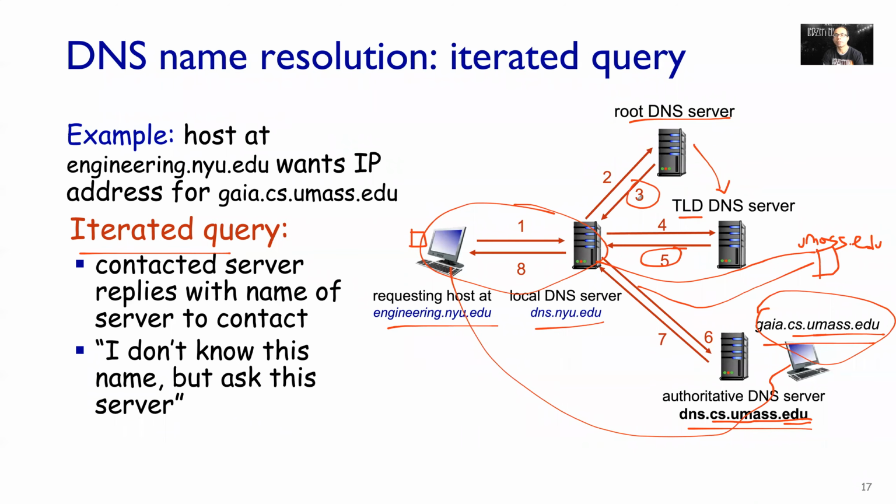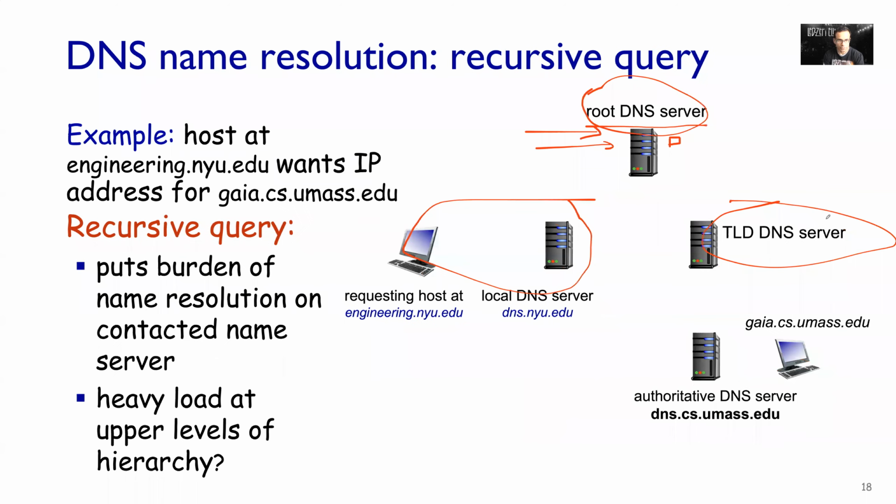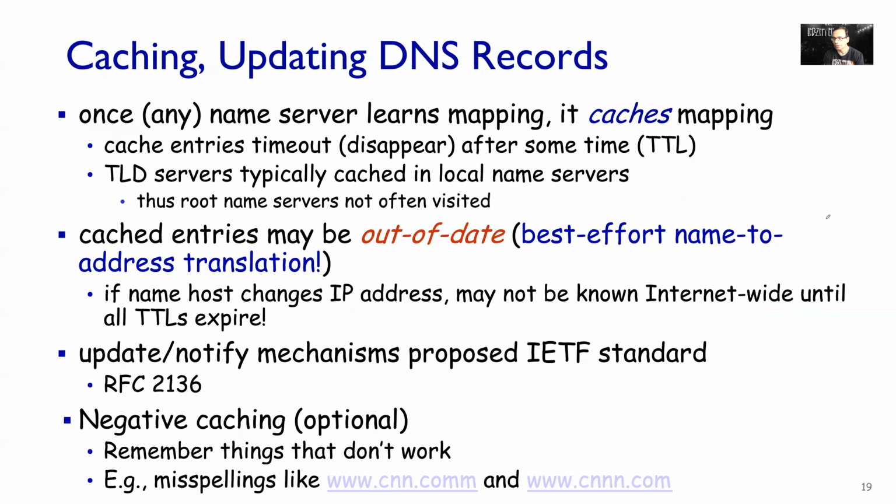This response 3 will contain information about the .edu name server. So the local DNS server will now cache the information for the .edu name server, which means any further queries for .edu can directly be sent to the .edu name server, right? It can bypass the root. Similarly for .com, similarly for .au, and so on and so forth. So all TLD mappings are typically cached, which saves that extra query having to go to the root DNS server.